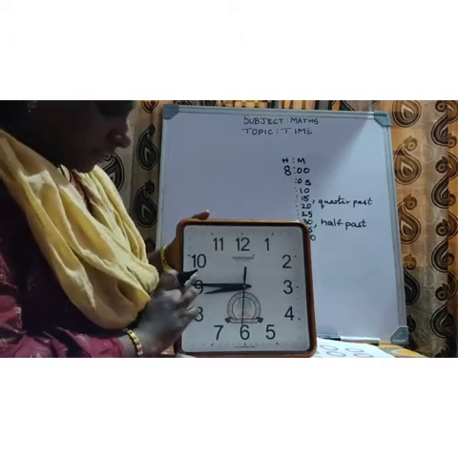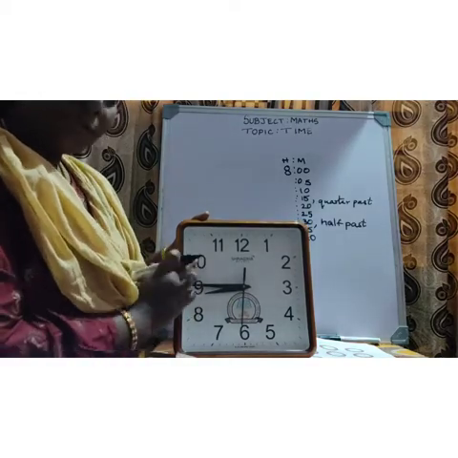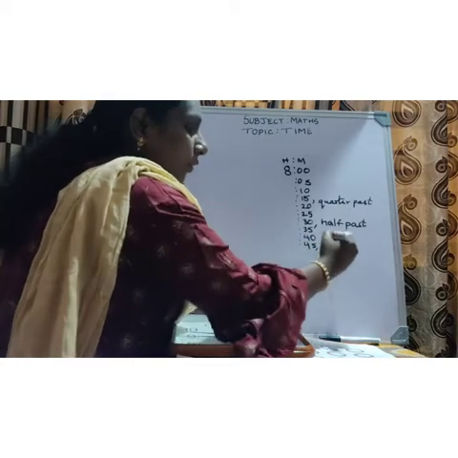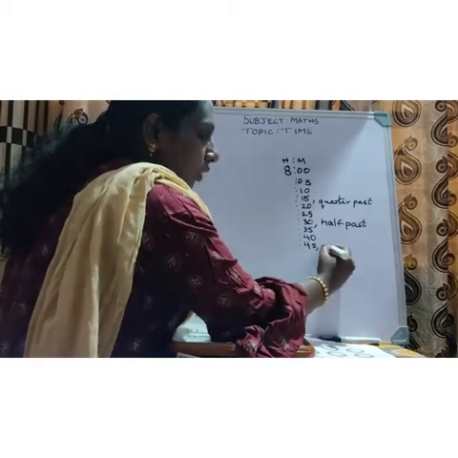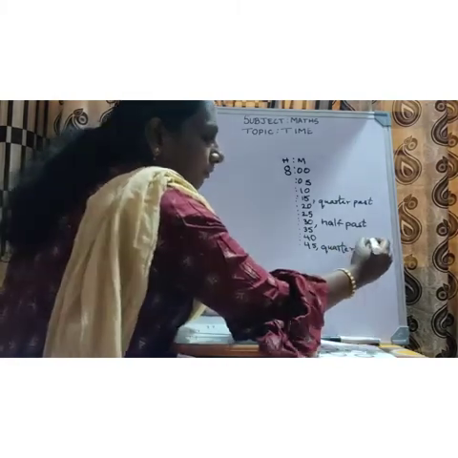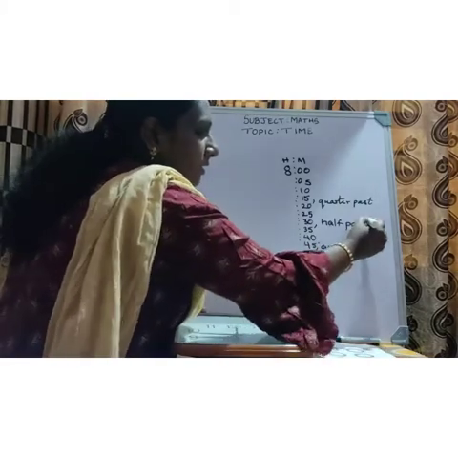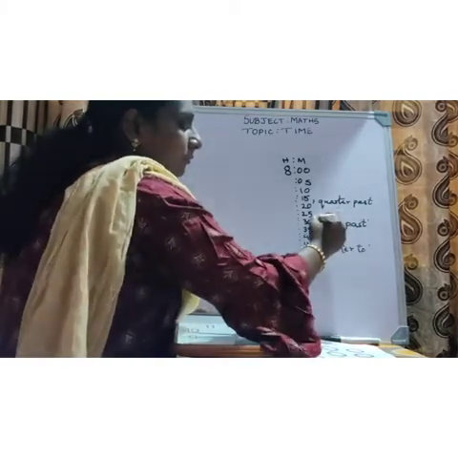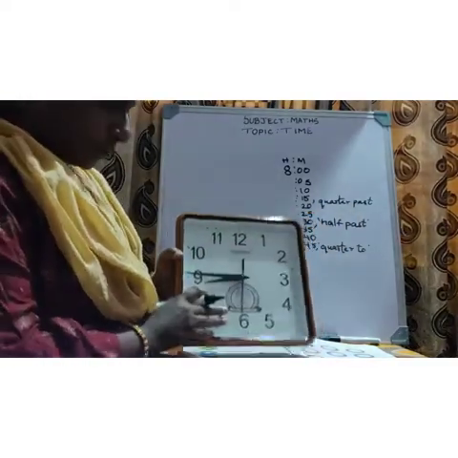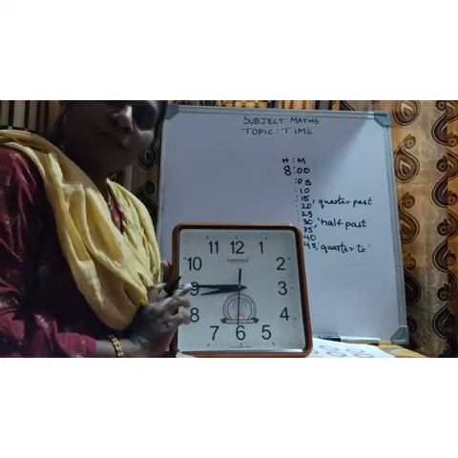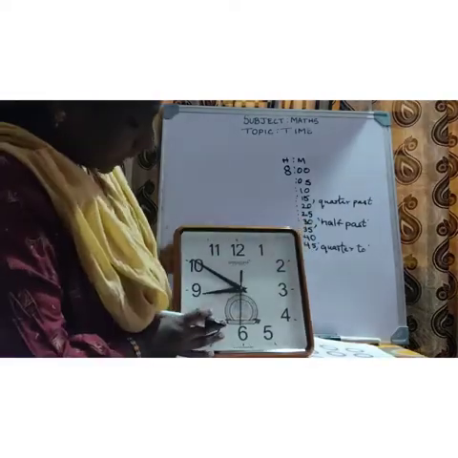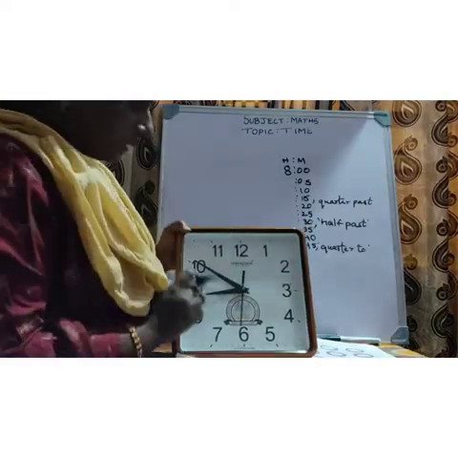If the minute hand is at 9, then the time is 9 5s are 45, or you can tell it as quarter to. What can you tell? You can tell it as quarter to. Okay, understood children? Either you can tell it as 45 minutes or you can tell it as quarter to. Okay, so next, if the minute hand is at 10, what is the time?